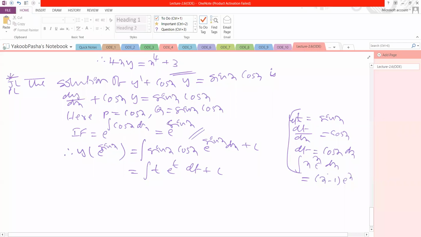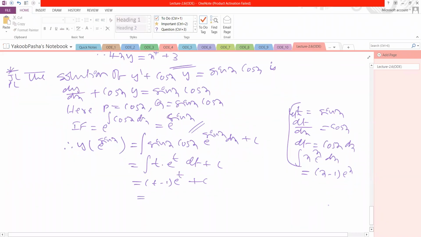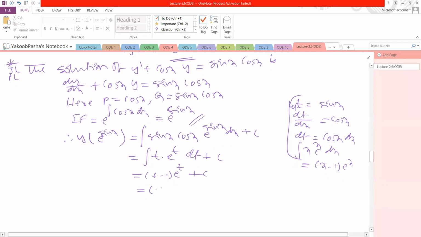That is the formula for integration of x into e to the power of x. Otherwise we can take the UV method also. So here we can write (t minus 1) into e to the power of t plus arbitrary constant c. Now replace t by sin x here. So this is equal to (sin x minus 1) into e to the power of sin x plus arbitrary constant c.